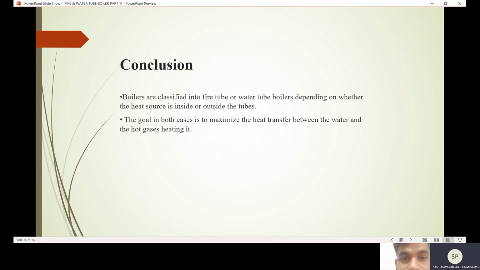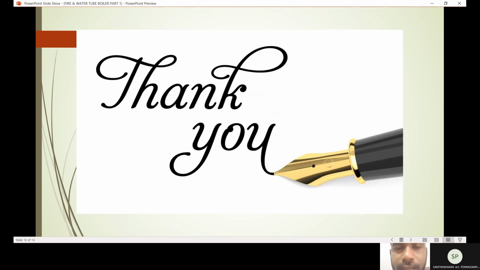Conclusion. Boilers are classified into fire tube or water tube boilers depending on whether the heat source is inside or outside the tubes. The goal in both cases is to maximize the heat transfer between the water and the hot gases heating it. Thank you.